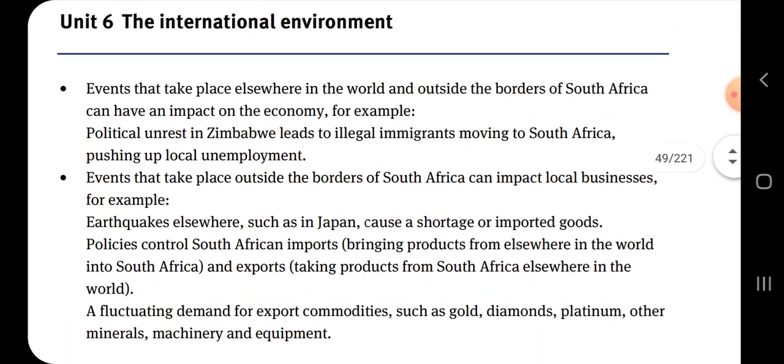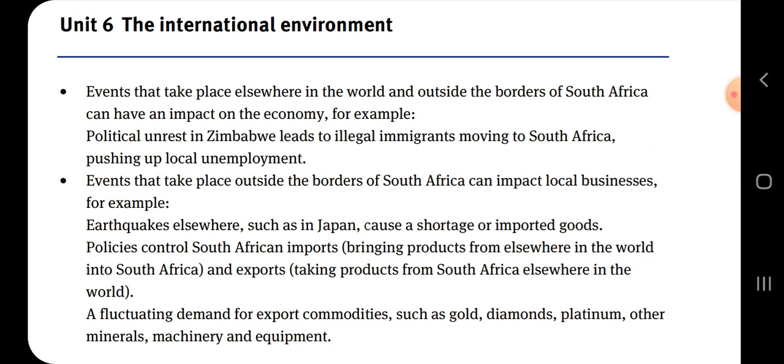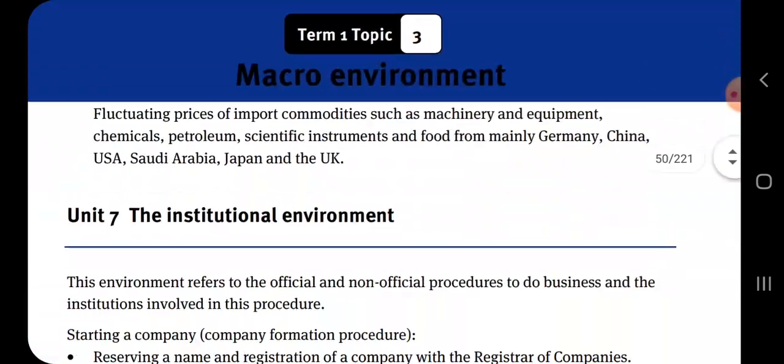And then we have the international environments. Events that take place elsewhere in the world and outside the borders of South Africa can have an impact on the economy. Just look at the Ukraine and Russian war. It had a significant impact on South Africa and the livelihoods of people. Inflation spiked, and the COVID-19 pandemic, which happened globally. It affected one country and the virus started spreading to other parts of the world. So that is the international.